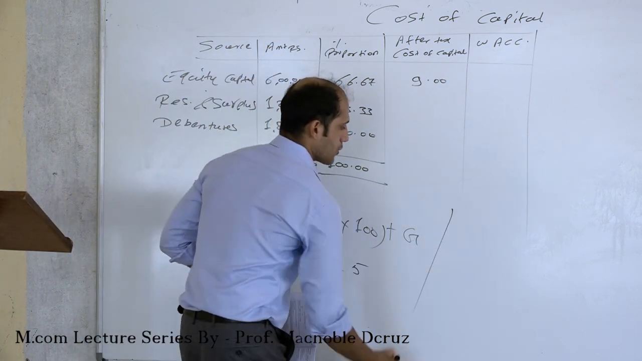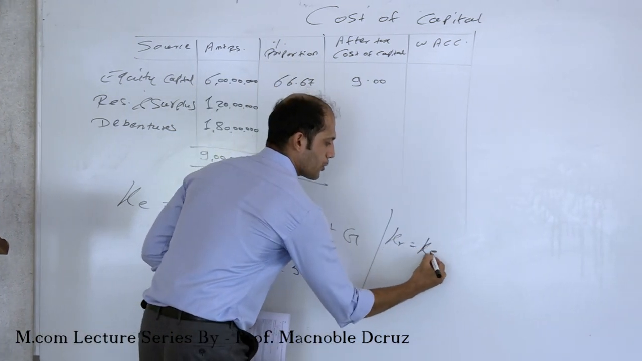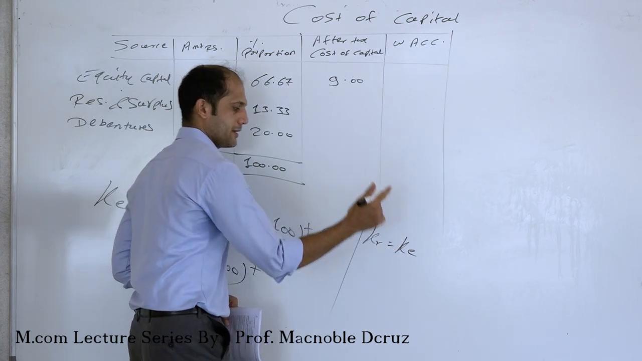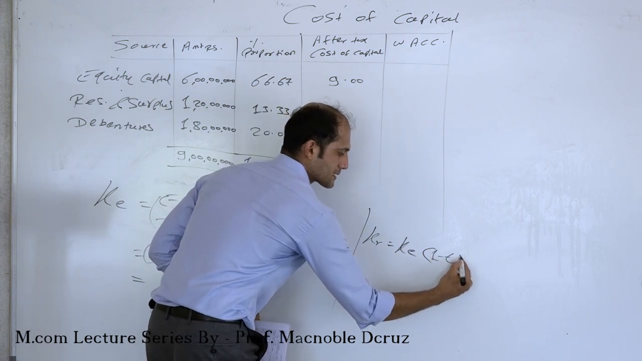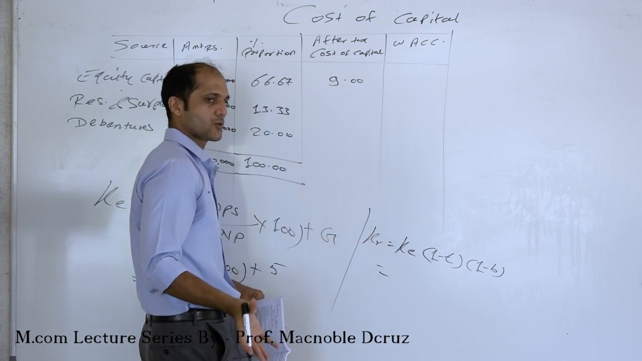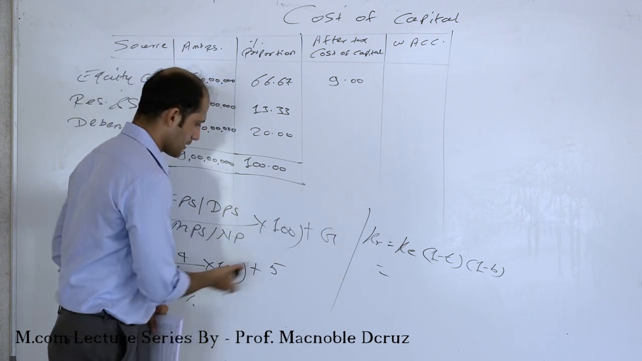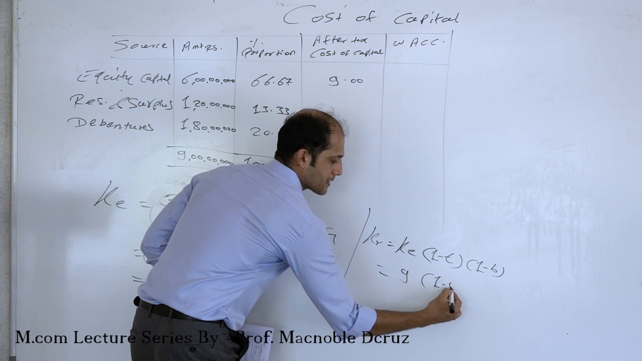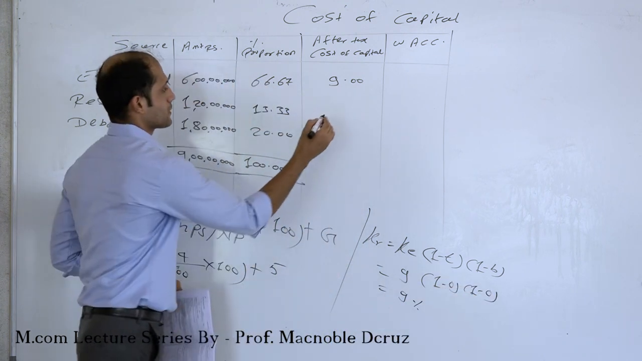What about cost of retained earnings? Very simple, the formula is already given. Whatever cost of equity we computed, we have to take here, and thereafter discount it with the shareholders' personal tax rate and brokerage rate. But in this question, the shareholder's personal tax rate and brokerage rate are not given. So simply, the cost of equity will become the cost of retained earnings. See, 1 minus 0, 1 minus 0, so it will become 9%.